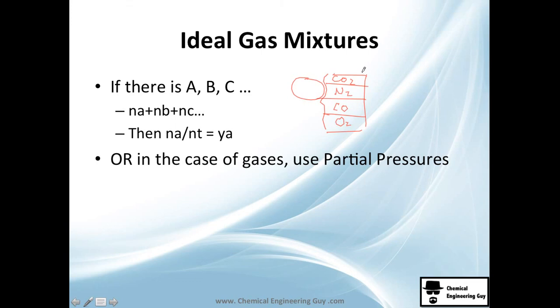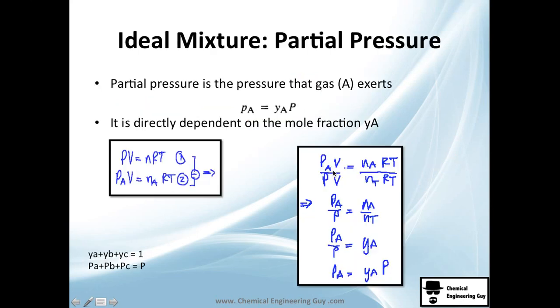So if there is A, B, and C, we have Na, Nb, and Nc. And then we add everything and we get the total moles, and you could check for the mole fraction here. Or in case of a gas, use a partial pressure. What is that, you will be asking? Yeah, we're going to see that right now.